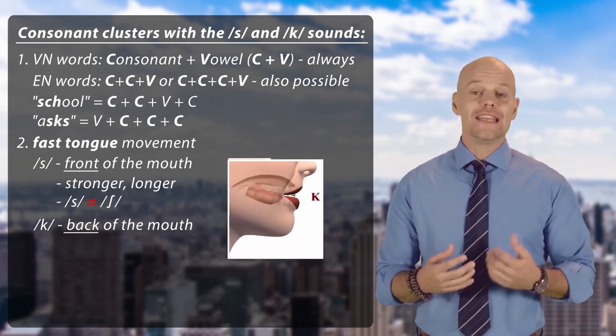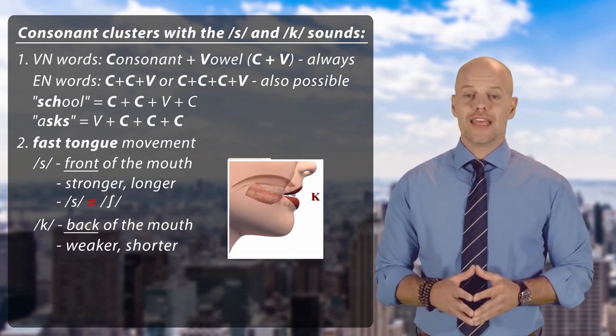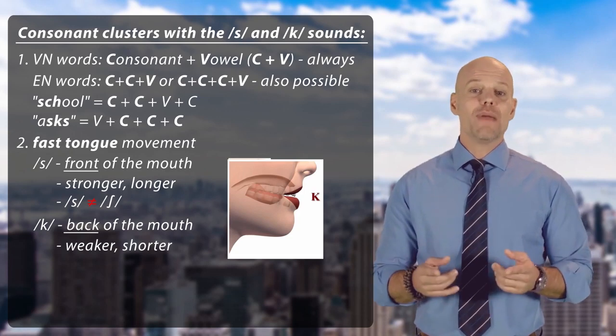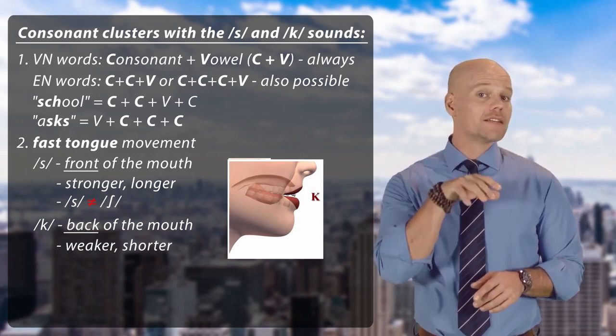The k in these clusters is a weaker sound, and it is shorter than the s. It is made at the back of the mouth by pulling your tongue back.